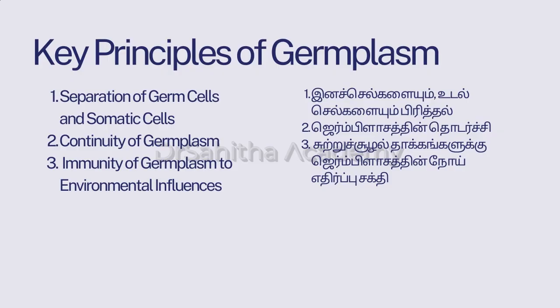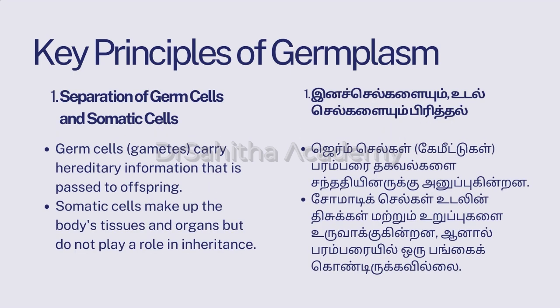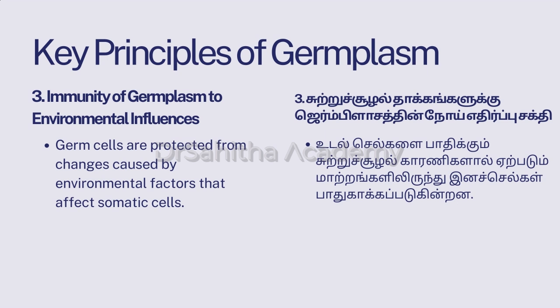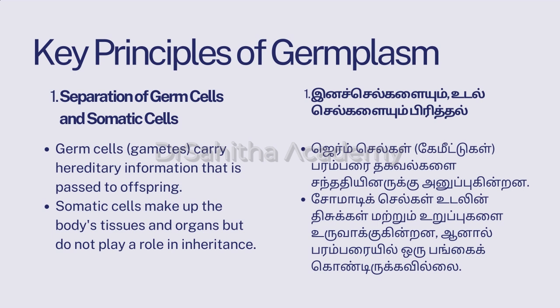Next, let's see the key principles of germplasm theory. Weismann's theory is built on 3 key concepts. First one, the separation of germ cells and somatic cells. Second one, the continuity of germplasm, and third, the immunity of germplasm to environmental influences. First, let's discuss the separation of germ cells and somatic cells. Germ cells, like sperm and egg, carry hereditary information passed to offspring. Somatic cells, which make up body tissues and organs, do not contribute to inheritance.